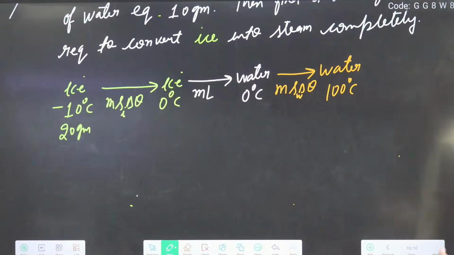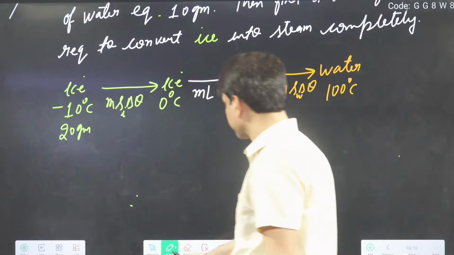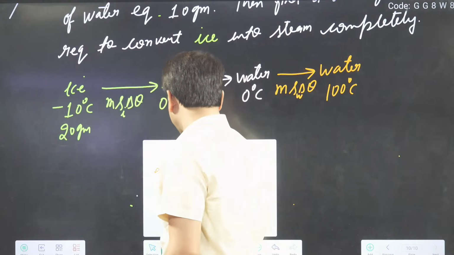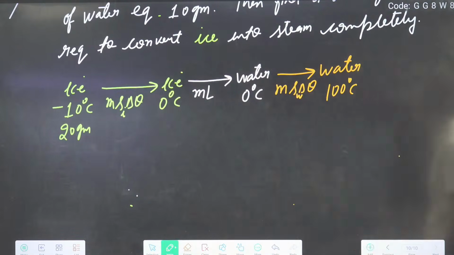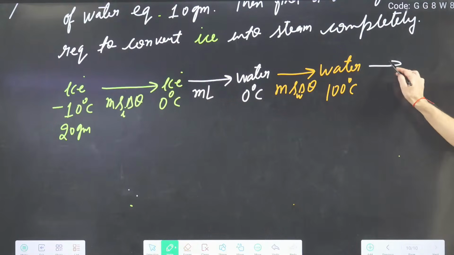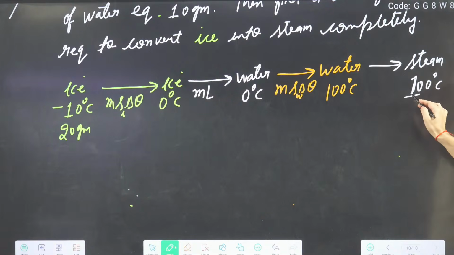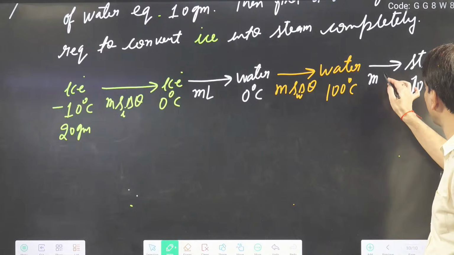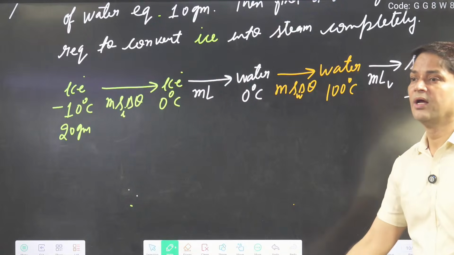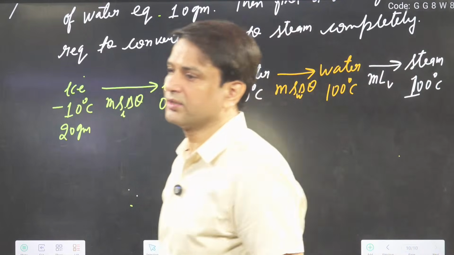Okay, now I have the water at 100 degrees C. Still I am giving the heat, so this water will convert into the steam now. So water at 100 degrees C will go to steam at 100 degrees C. Now you can see no temperature change, only state change, water to steam. For state change, heat we will give what? mlv. Okay, this state everybody got?